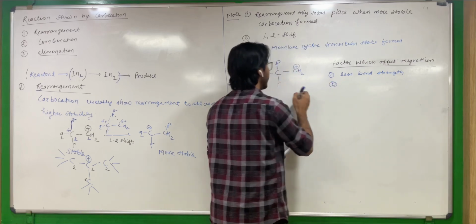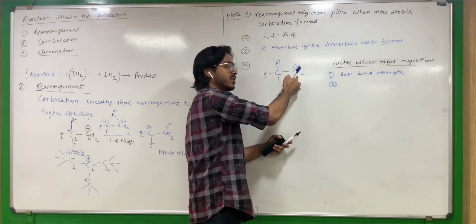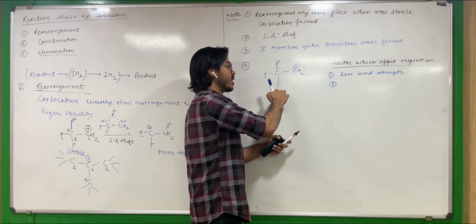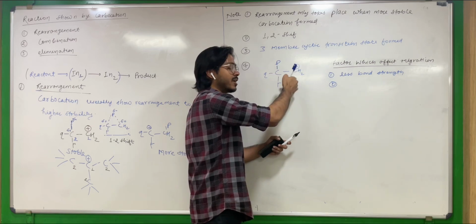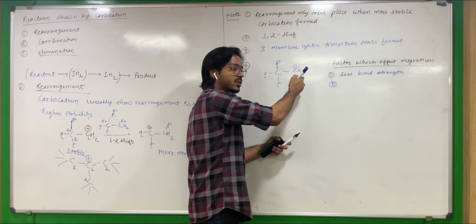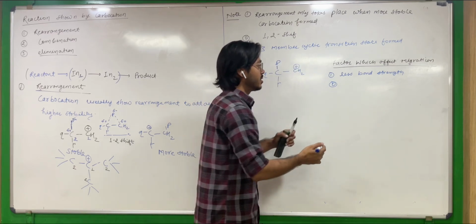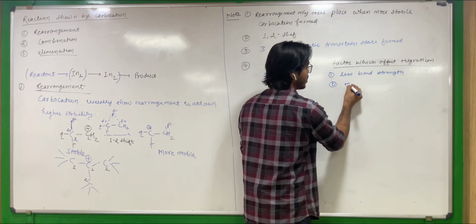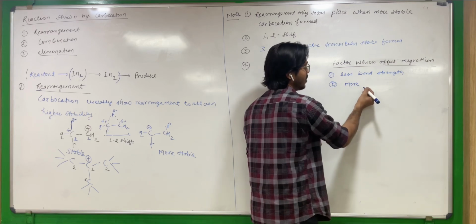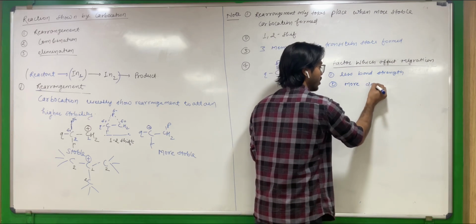Second, now this P is moving to a positive charge. So between P, Q and R, whichever has more electron density will be more likely to migrate to this carbon, because this is a positive charge and it will need electron density. So second is electron density. More electron density, more likely to migrate.